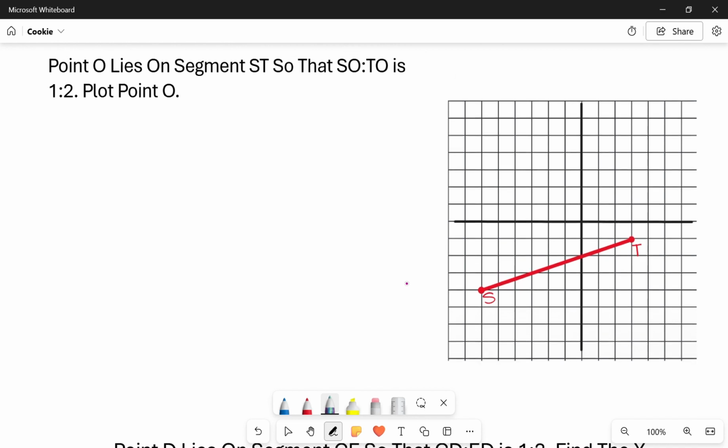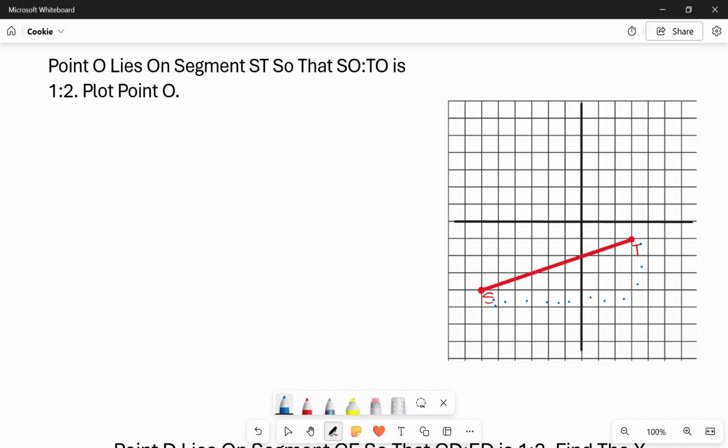Point O lies on segment ST, so that SO to TO is 1 to 2. Plot point O. Well, since this example is already graphed for us, we can just count the distance. 2, 3, 4, 5, 6, 7, 8, 9. And use the same method used before. Let's say the height and the width.